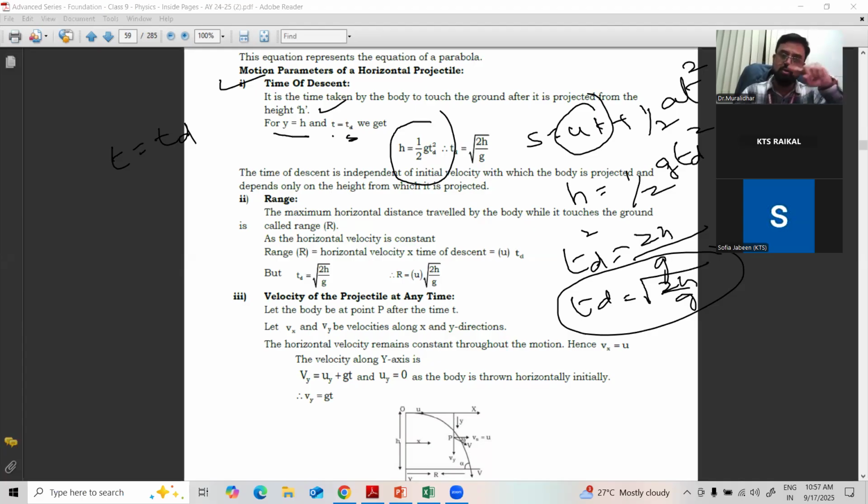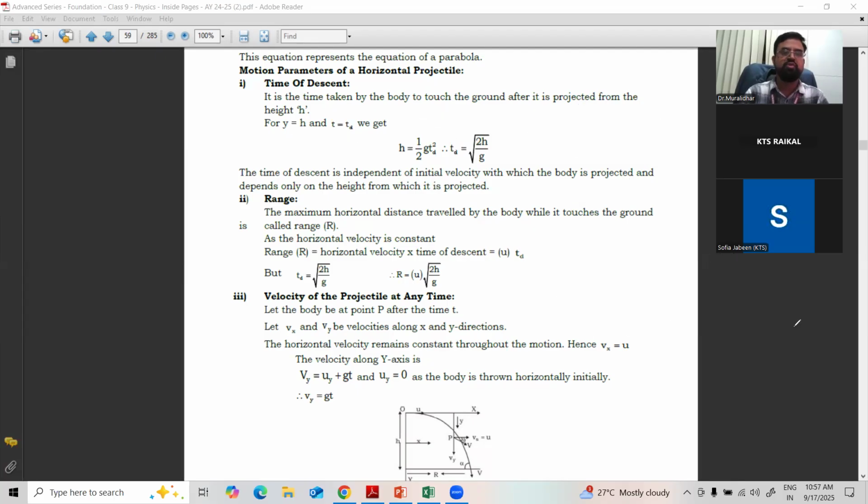Whereas for oblique projection, an angle comes in, so we consider cos theta or sin theta. Here there is no angle, because we are projecting horizontally. That is the first special case, the time of descent.